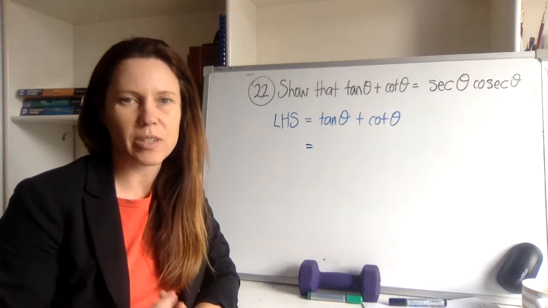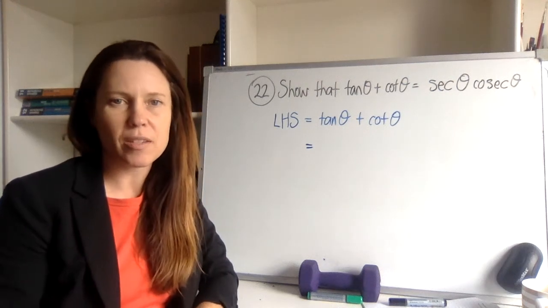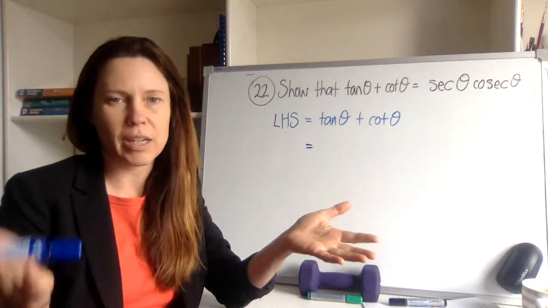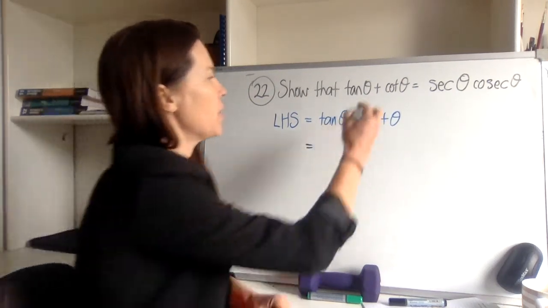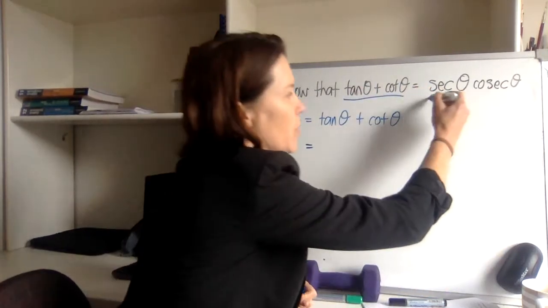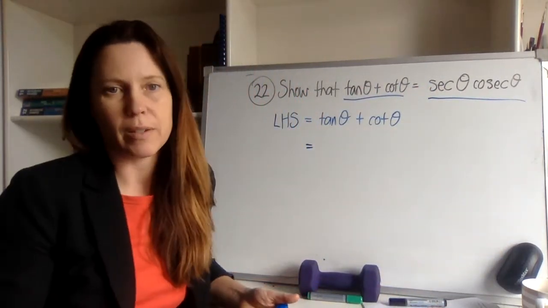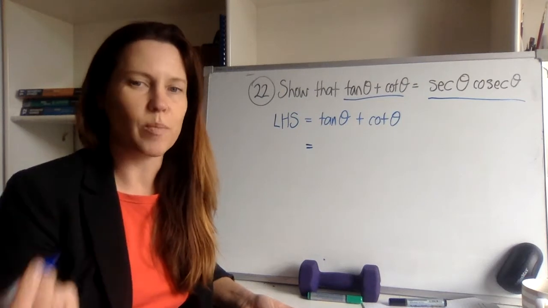Question 22 is a trig identity. Now with these, you don't want to treat it like an equation and keep it balanced and try and solve it. It's a show that question. We already know that everything on the left-hand side equals everything on the right-hand side, and we have to prove it. So it's the steps that will give you the 2 marks here.